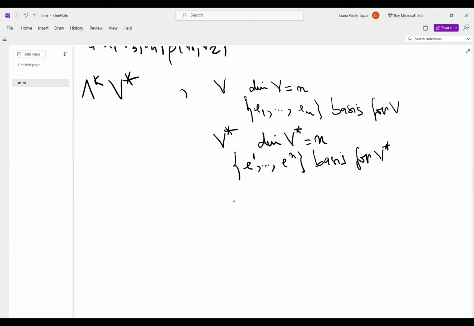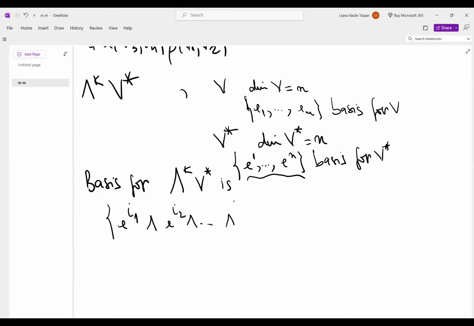And now, a basis for the kth exterior power of V star is given by something like this: e^{i1} wedge e^{i2} up to wedge e^{ik}, where I'm taking vectors of the basis of V star and this sequence is increasing. Okay, so something like this. I'm going to write down an example so you understand it better.